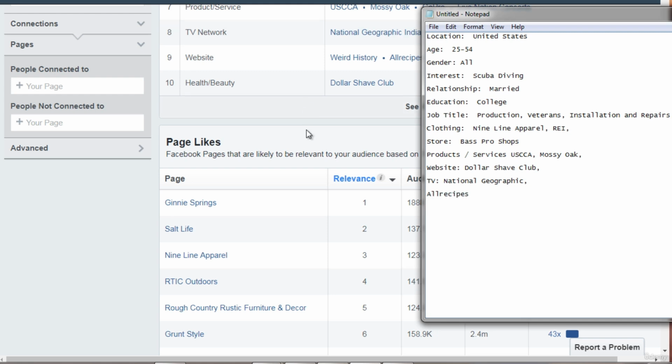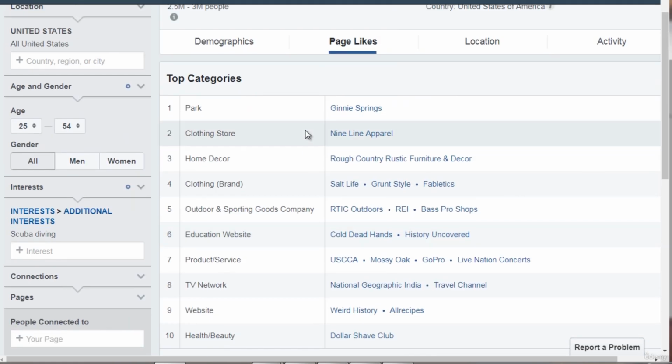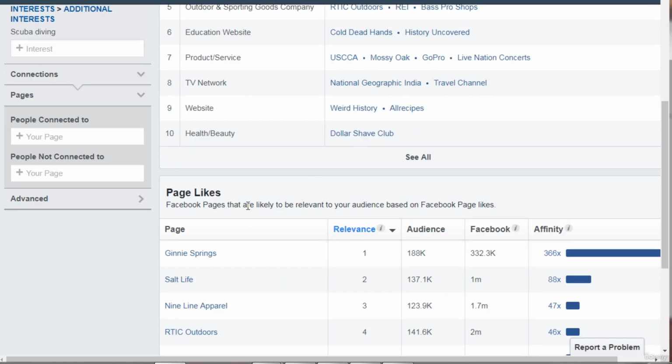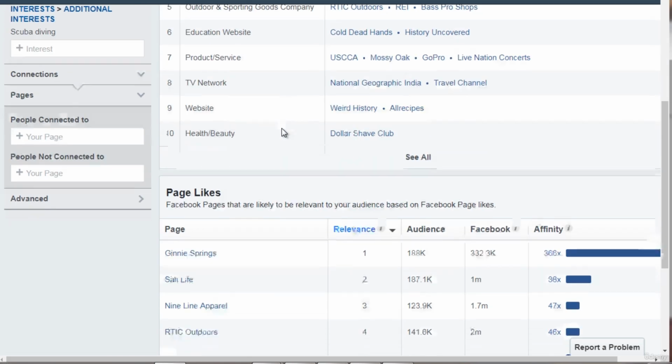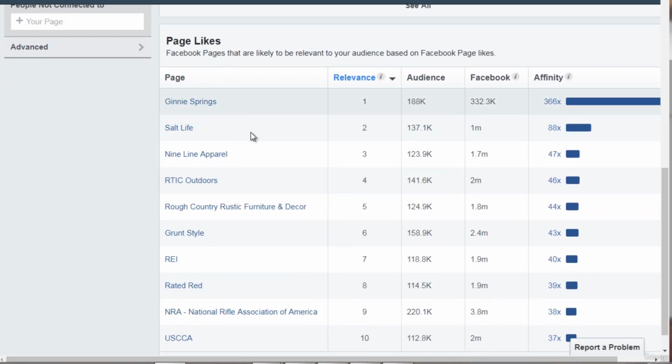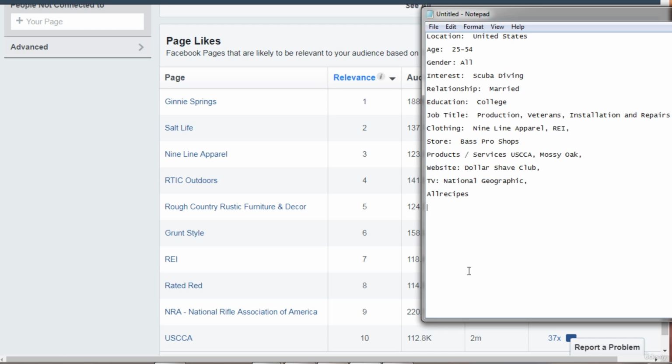And then we've got page likes. So what's the difference between this and this? This is page likes, and these are actual categories that they're interested in. So we've got page likes, we've got Jenny Springs, Salt Life, 9-line apparel.